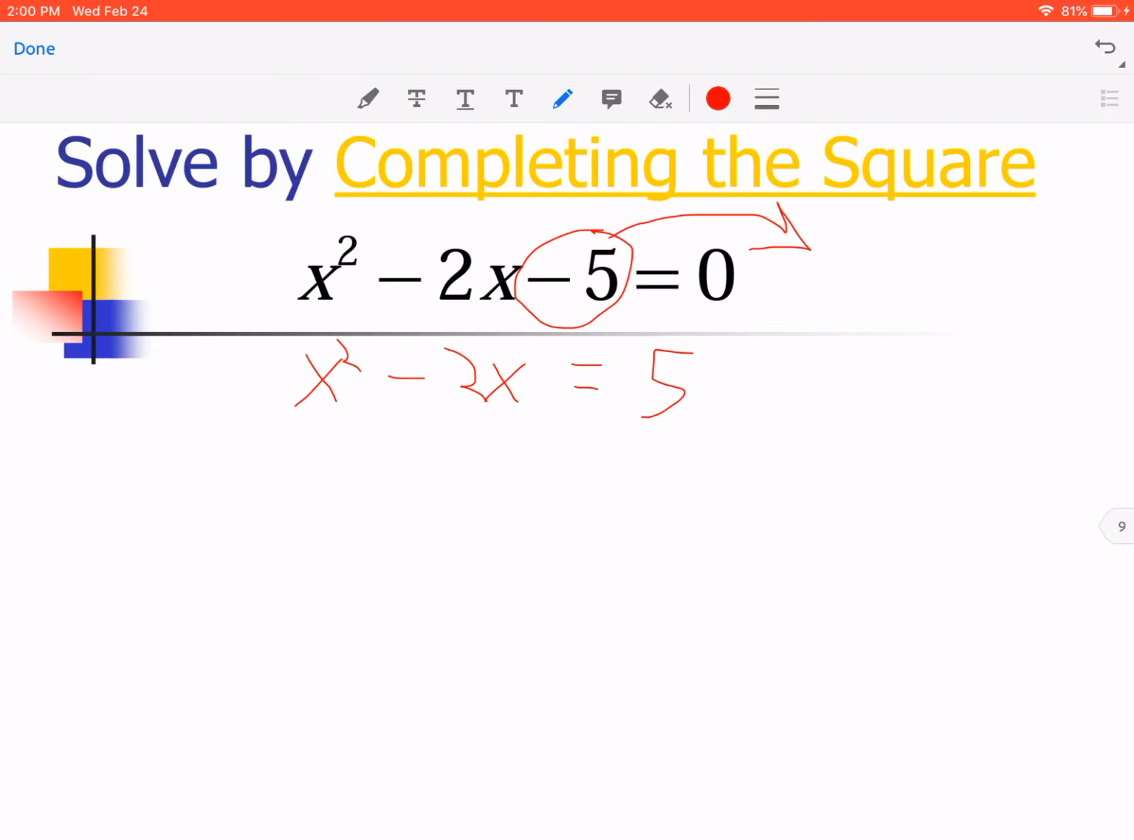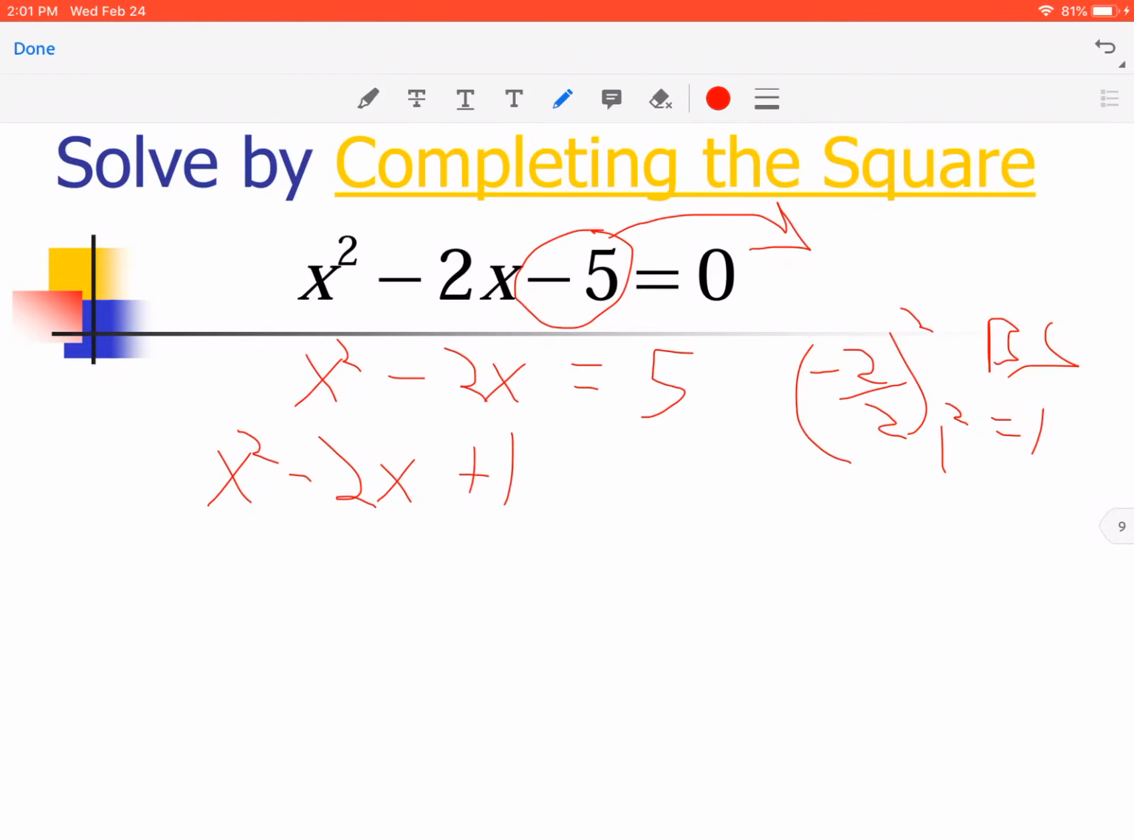All right, next step, I need to build a perfect square on the left. How do I do that? I take b, which is negative 2, divide it by 2, square it, and then add it to both sides. That's BS. Okay, negative 2 divided by 2 is 1, but what's 1 squared? Isn't that just 1? So you need to add 1 to both sides. x squared minus 2x plus 1, that is a perfect square trinomial, equals 5 plus 1. You added 1 to both sides.